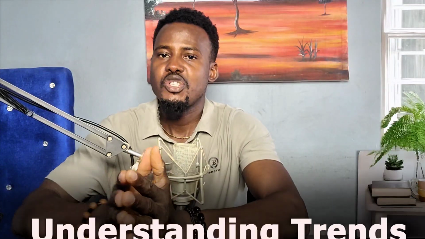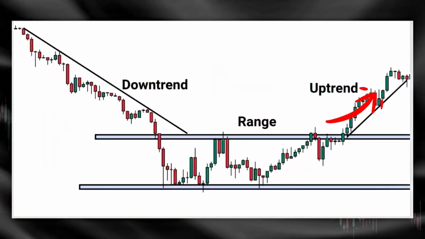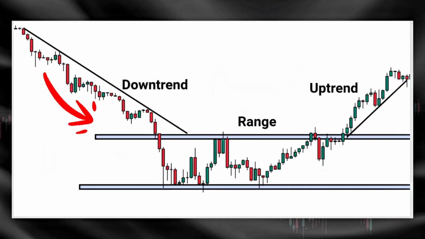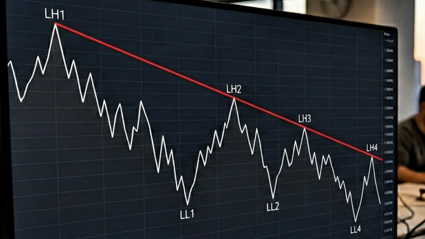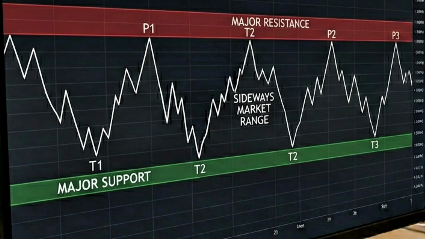Number four, understand trend. The market only does three things: it goes up, goes down, and moves sideways. An uptrend happens when price makes higher highs and higher lows. This means buyers are dominating. A downtrend happens when price makes lower highs and lower lows. This means sellers are dominating. And a sideways market happens when price keeps bouncing in a range without clear direction.